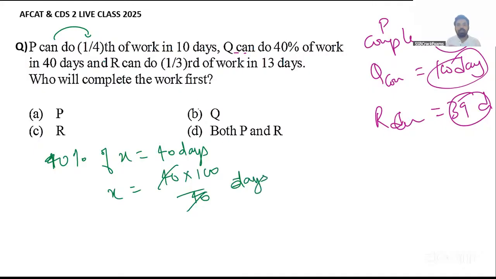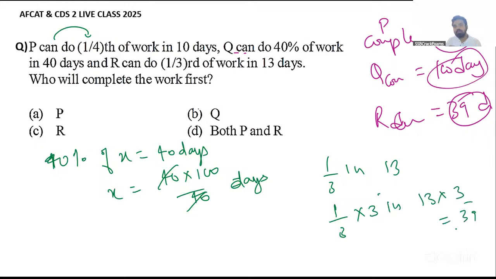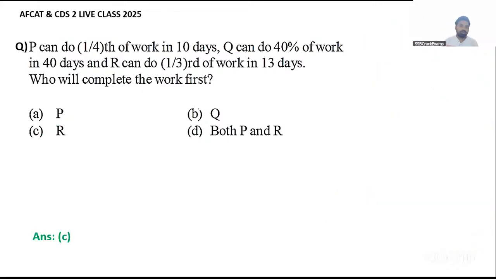Similarly, R can do one third of the work in 13 days, so it means complete work in 13 into 3, which is 39 days. It is 39, it is 100, and it is 40. So who is doing first? It is 39, so it is P, it is Q, and it is R. So R is doing it earlier. So R will be the answer. Option number C.